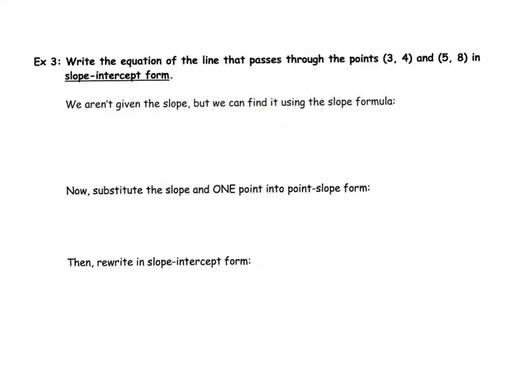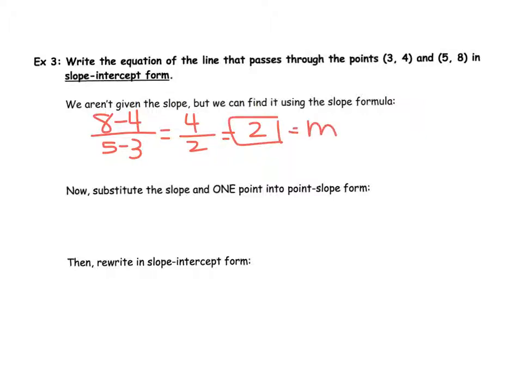So let's go ahead and calculate my slope. Change of y over change of x. 8 minus 4 is 4. 5 minus 3 is 2. I get a slope of 2. I'm going to go ahead and take my slope and one of the points. Let's use (3, 4). And write my equation in point-slope form.